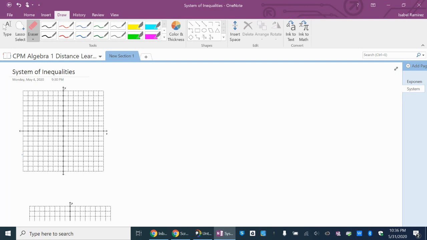So for a system of inequalities, instead of looking for a point of intersection, we're looking for areas where the regions created by the inequalities overlap. So to get us started, I'm going to do a simple system of inequalities: y is greater than 2 and x is less than or equal to negative 1.